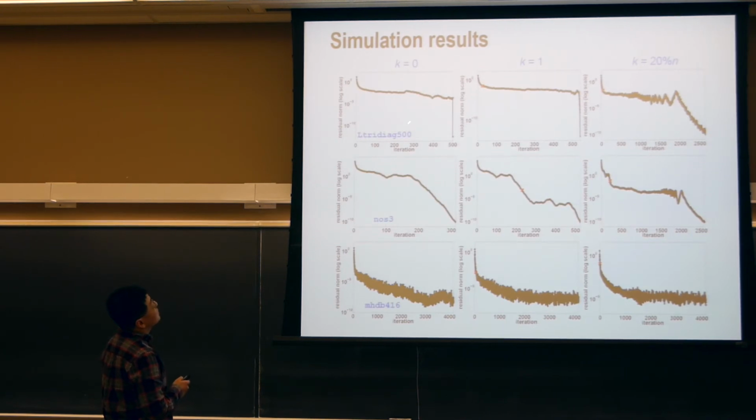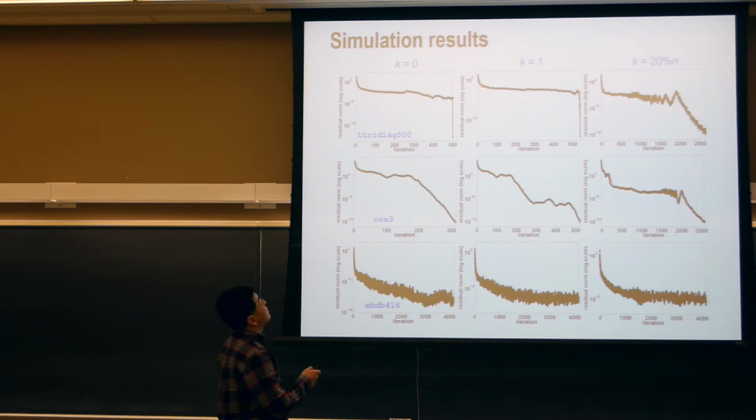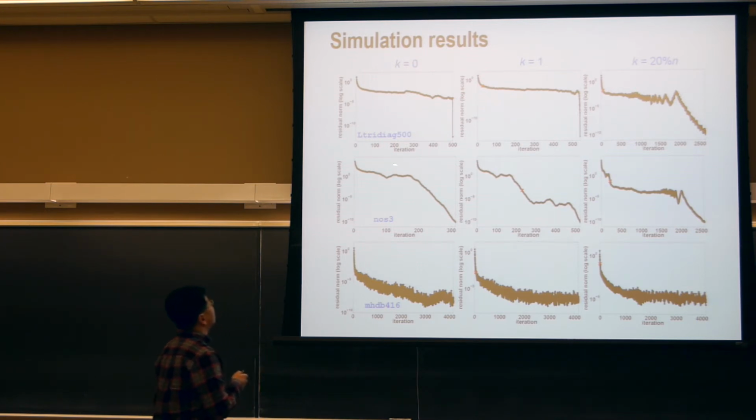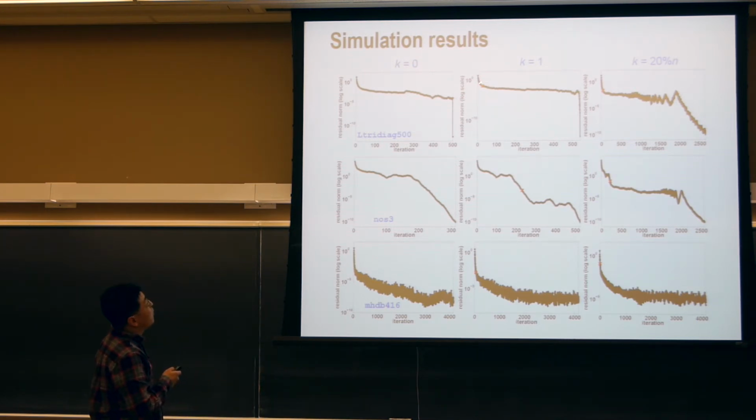So here are the results. This column shows when no fault occurs, this column shows when one fault occurs, and this column shows when many faults occur, 20% of N. For this matrix, if one fault occurs, it's early in the CG iteration. Here is the red cross marking when the random fault happens.